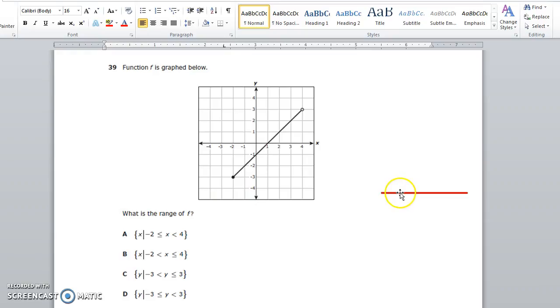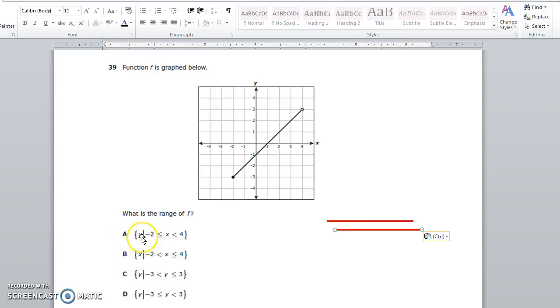So looking at my answer choices, I'm immediately going to cross off A and B because A and B are both talking about x's. So those are definitely wrong. So cross that off. Can't be A, can't be B. All right. So the next thing I'm going to do is I'm going to check what is my lowest y value and what is my highest y value.